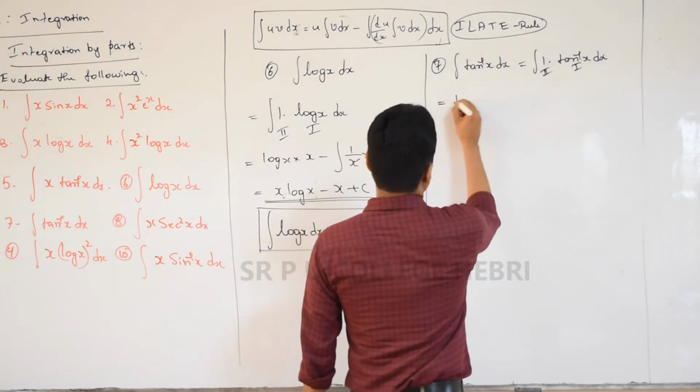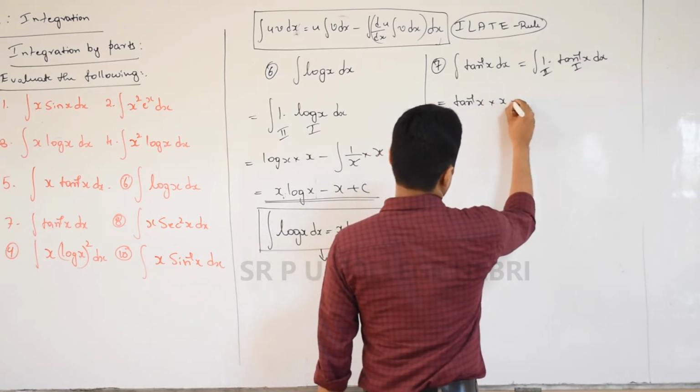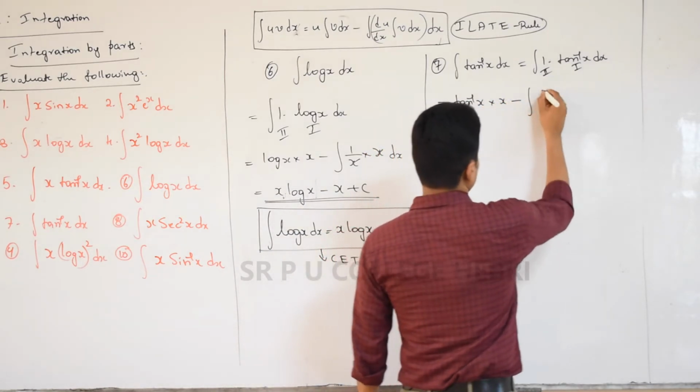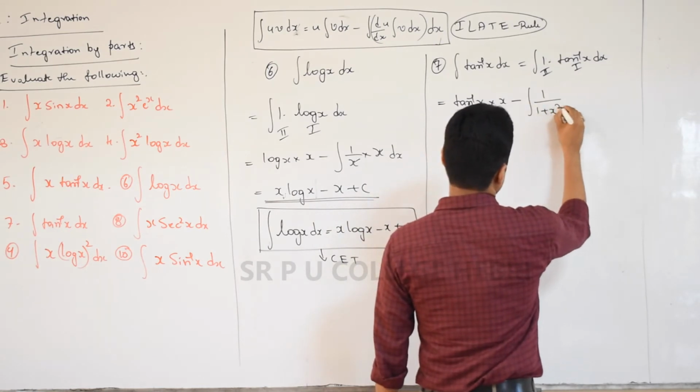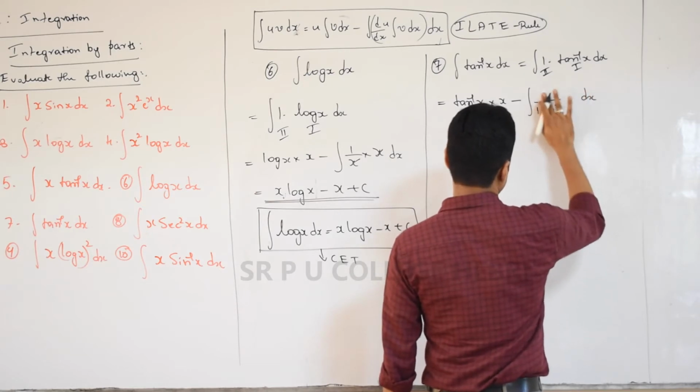So apply integration by parts. Tan inverse of x into integration of 1 is x. Differentiation of tan inverse of x is 1 by 1 plus x square. Integration of 1 is x. So I'll write this here. I hope you can understand.